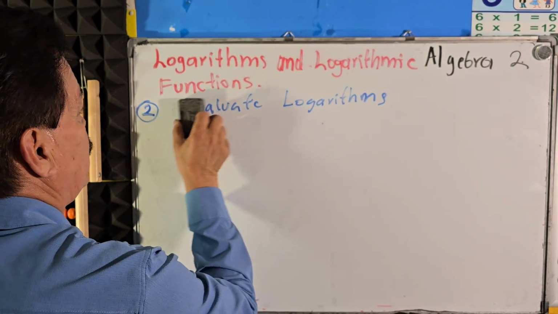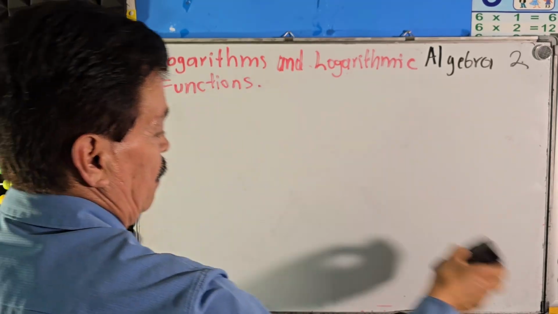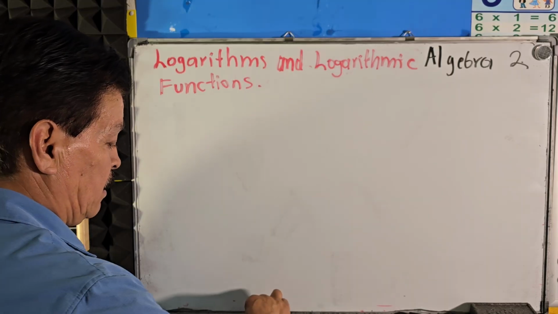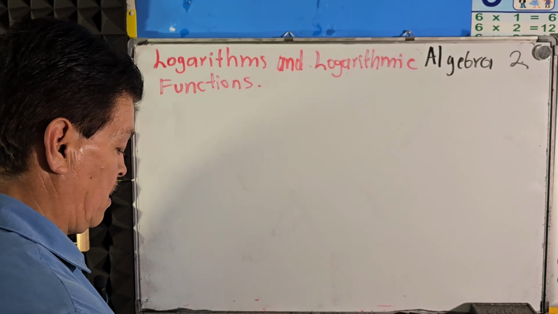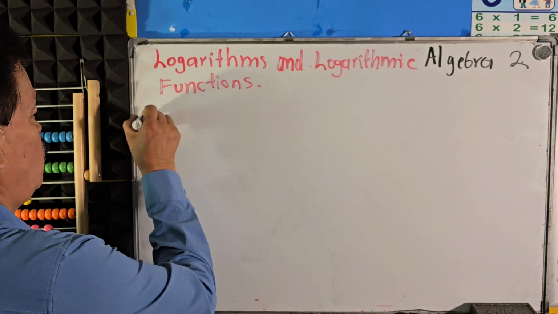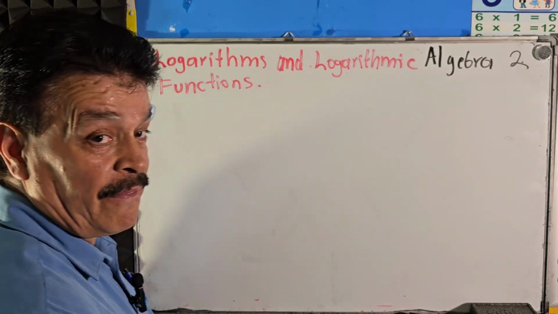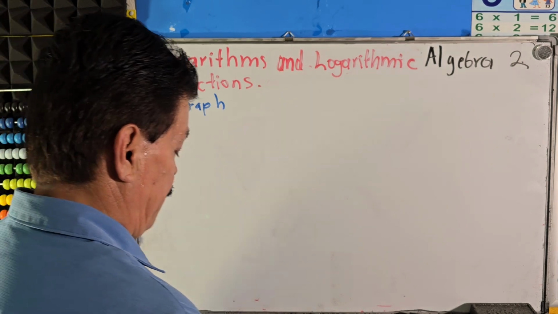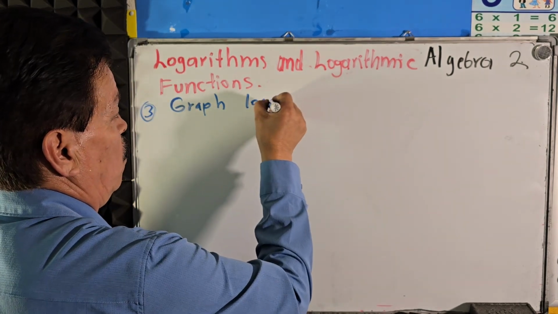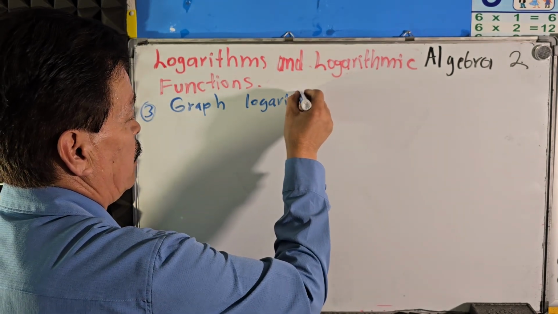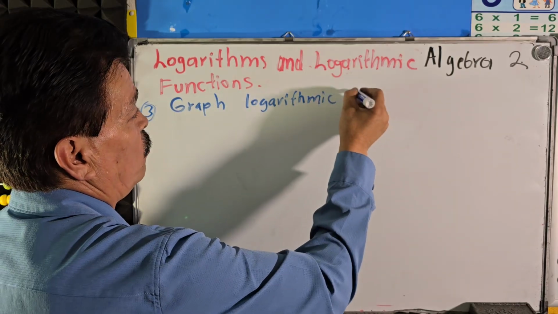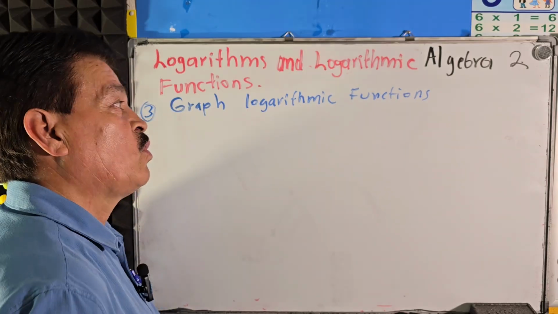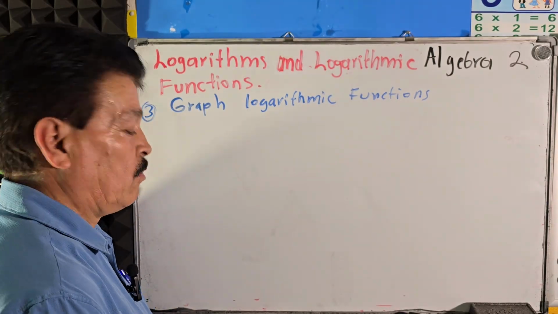It is not hard. It's very simple. Section number 3 belongs to logarithms and logarithmic functions. Section number 3, we have to graph logarithmic functions. All right. Now we have to graph the logarithmic function.